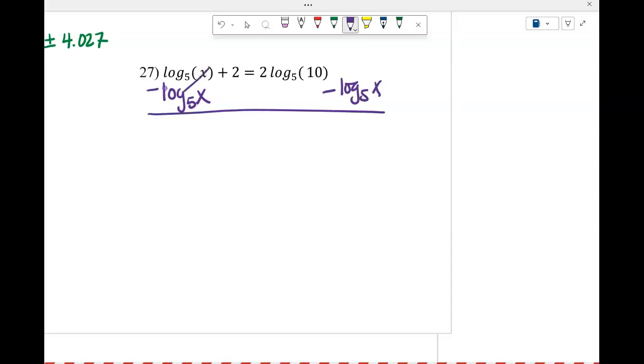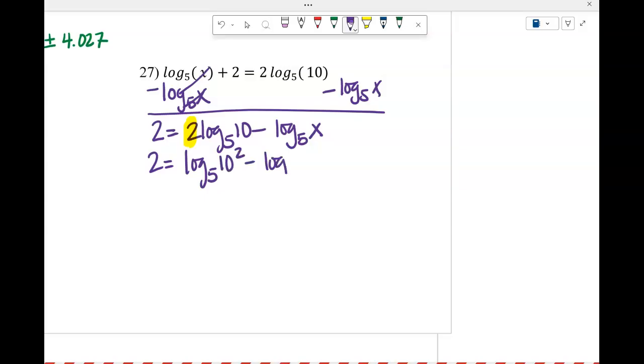okay? So now this is going to be 2 equals 2 times log base 5 of 10 minus log base 5 of x. So always try to move all your logs to one side and the term without the log on the other side. We have two logs on the right, so let's condense it. First, we use the power rule to get log base 5 of 10 squared, okay? Now 10 squared turns into 100. So log base 5 of 100 minus log base 5 of x.